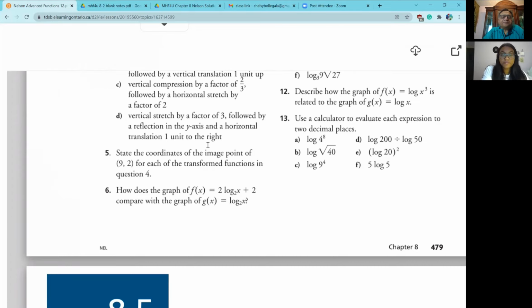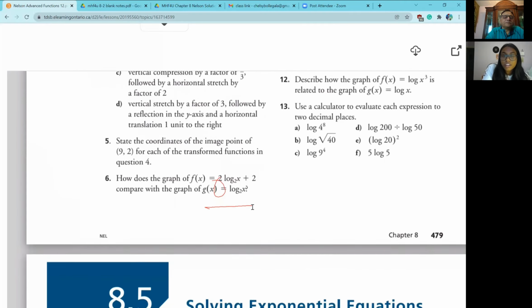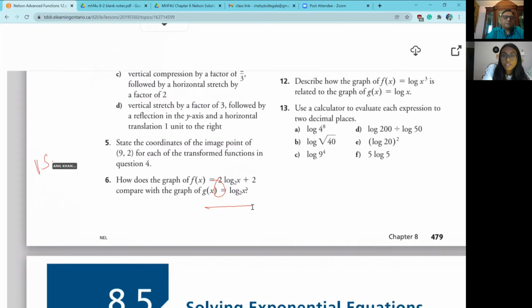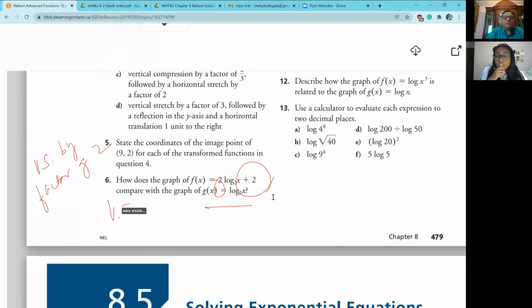Can you please read it? How does the graph of f of x equals 2 log to base 2 of x plus 2 compare with the graph of g of x equals log to base 2 of x? Tell me. There's a vertical stretch by a factor of 2 for f of x, and there's also a vertical translation, 2 units up. You are right. So that's done. Let's go to question number 7.